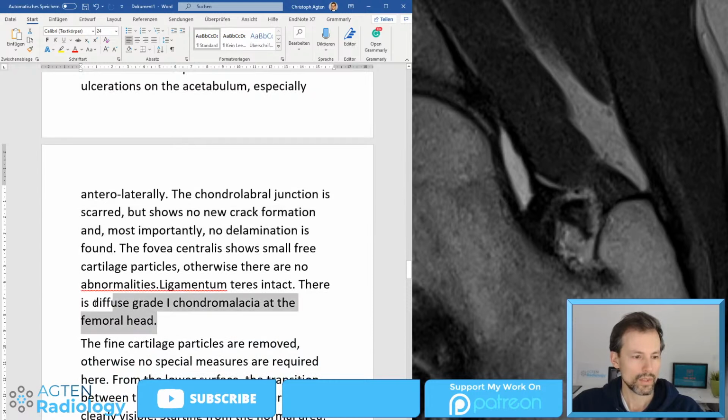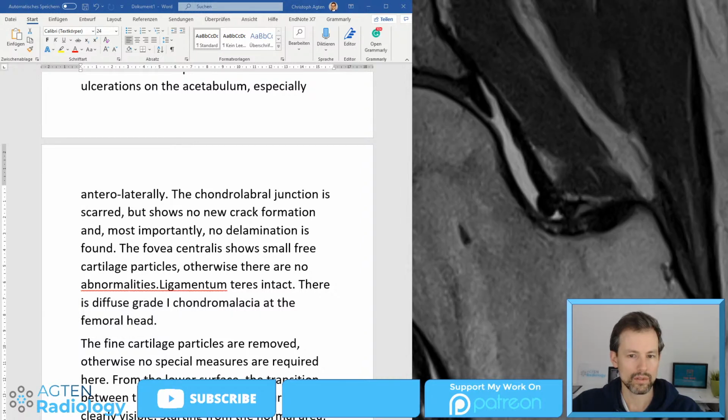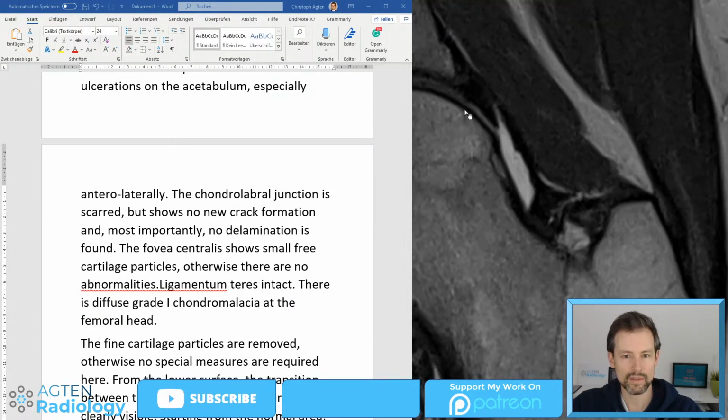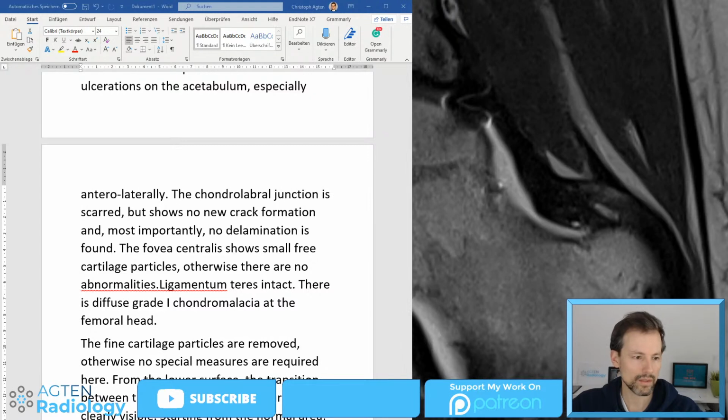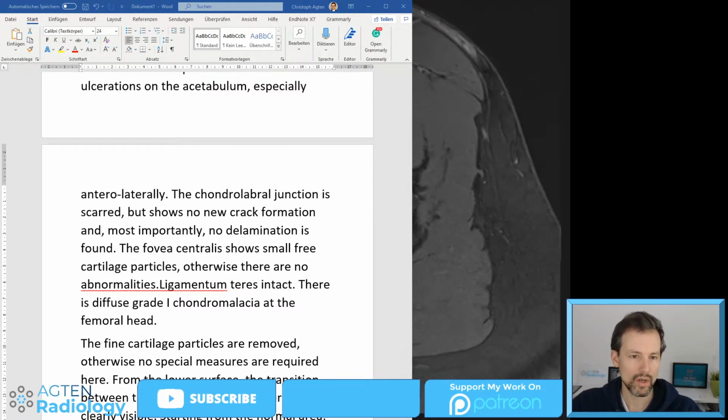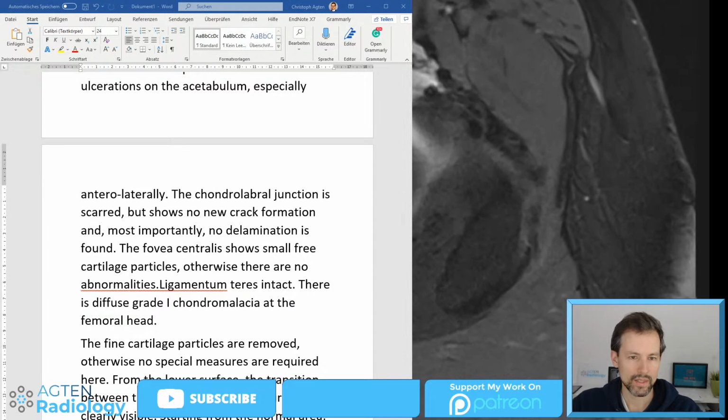Yeah, femoral head, grade 1, diffuse chondromalacia. This is also not really fantastic. We can see there's very subtle irregularities, which is kind of expected if the patient has these kind of changes on the acetabular side.